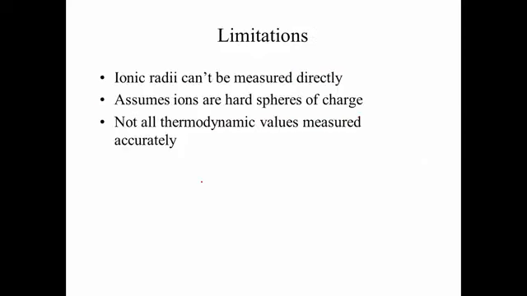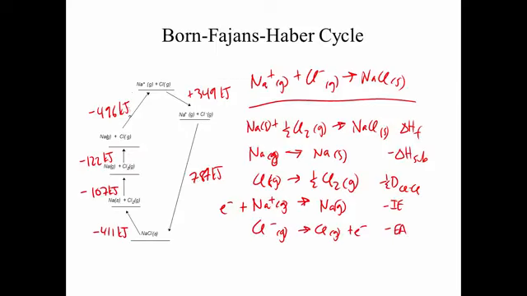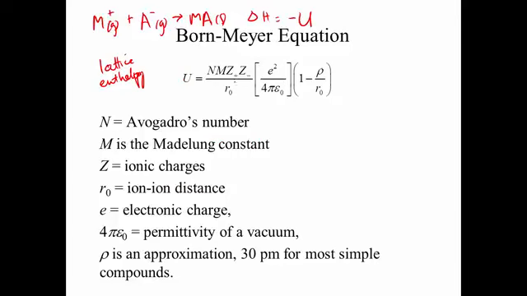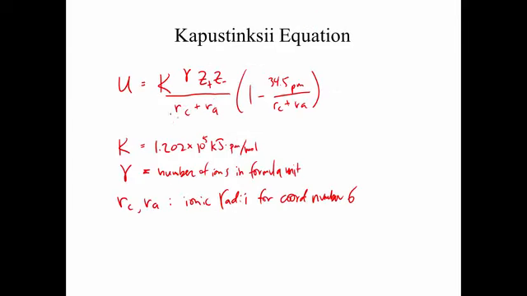Okay, now some limitations of understanding or estimating lattice enthalpy. First, the ionic radii cannot be measured directly. So ionic radii shows up here in our Born-Mayer equation or our Kapustinskii equation. And the problem with trying to measure the ionic radius is that you can't see the ion by itself. Ions only exist in compounds, and so you have to tabulate a bunch of compound data and find an average for different coordination numbers.